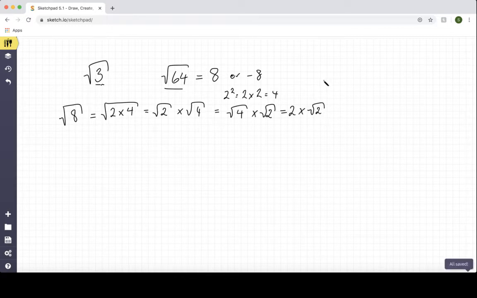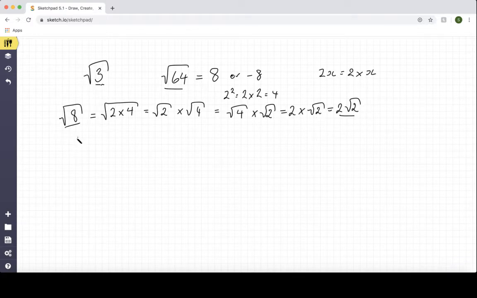Just like in algebra, where you would write 2x rather than 2 times x, they're the same thing. Same with this. You can just write this as 2 root 2. And that is equal to the square root of 8. It's 2 times the square root of 2. So that's how you would go about simplifying surds.